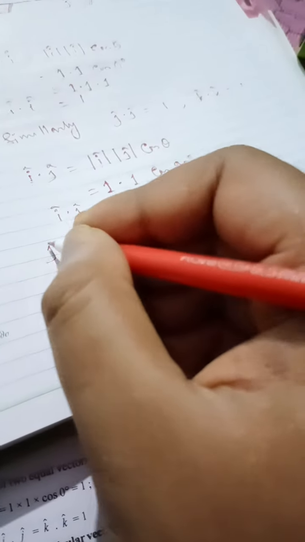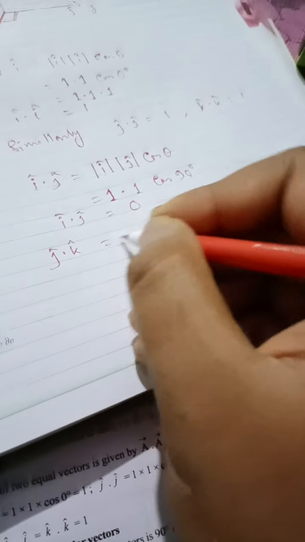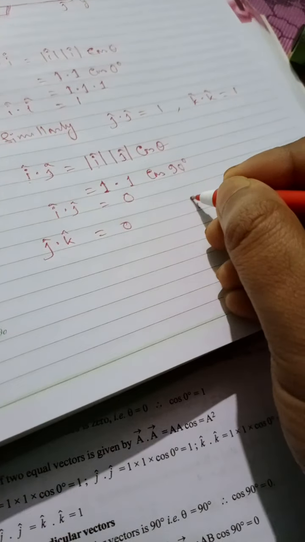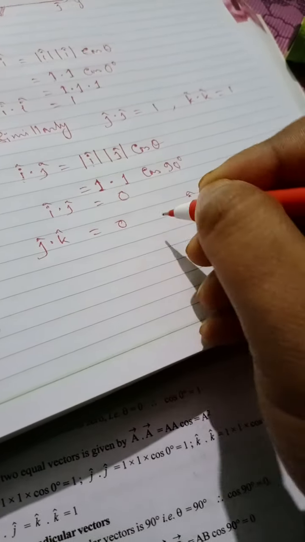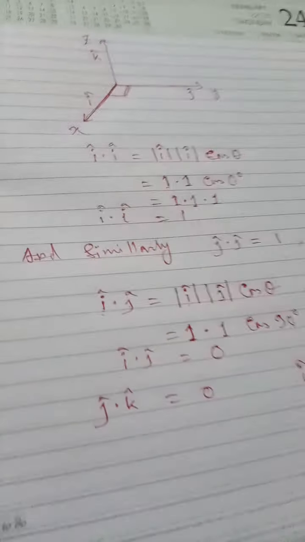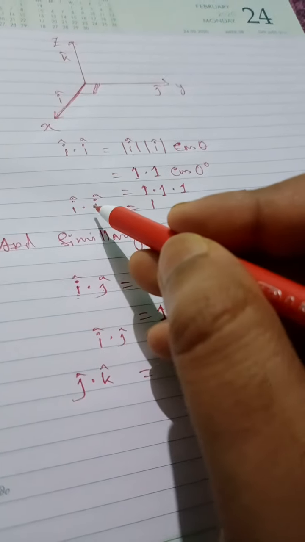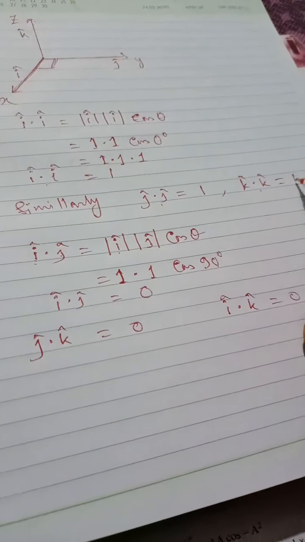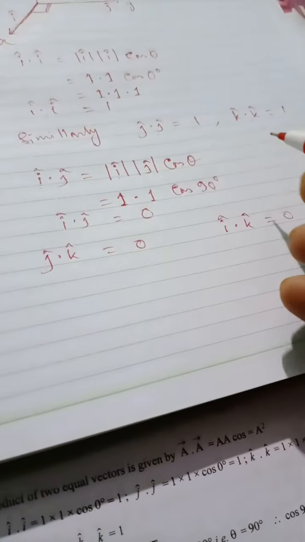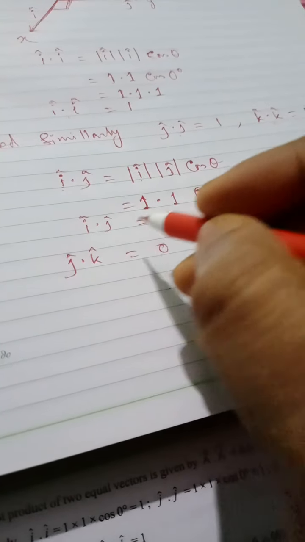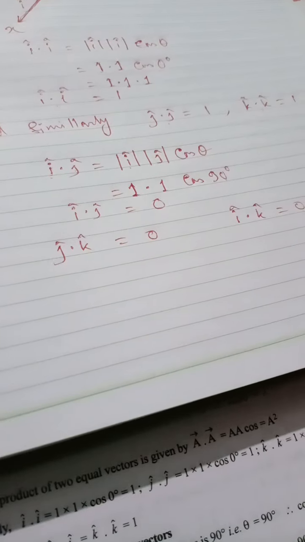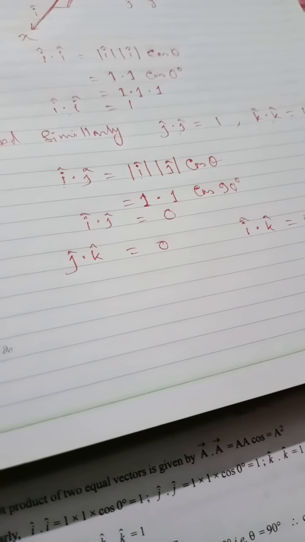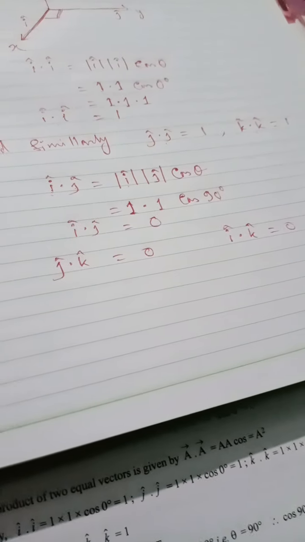If I ask what is the value of j dot k, the dot product between different vectors is 0. If I ask what is the dot product of i dot k, always 0. So as a whole we can say that the dot product between two same unit vectors is equal to 1: i dot i, j dot j, k dot k are 1. And the dot product between any two different unit vectors, i dot j or j dot k or i dot k, anything, is always 0.